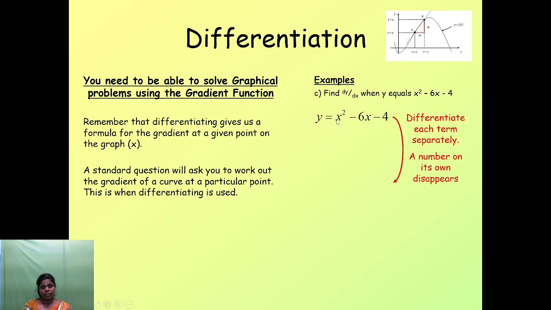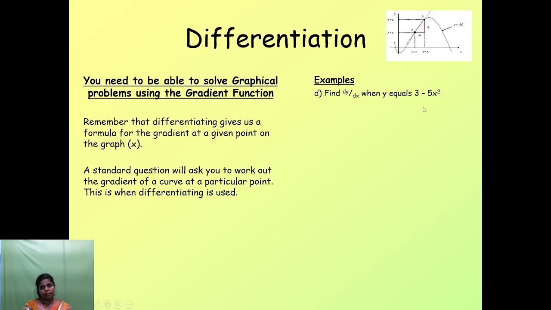Then we find the first derivative of y. So dy by dx, differentiate each term separately. A number on its own disappears. So the first term x square, the first derivative of x square is 2x, and for minus 6x, the first derivative of minus 6x is minus 6, and the first derivative of the constant term is 0. So we get 2x minus 6.